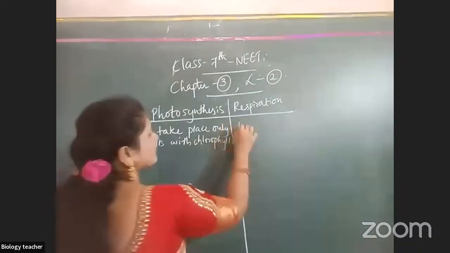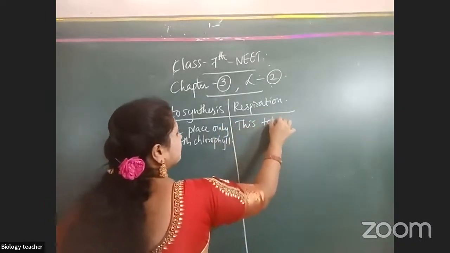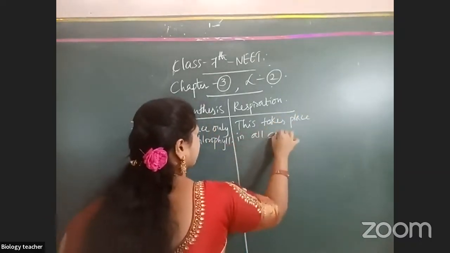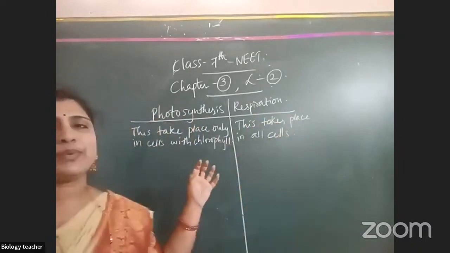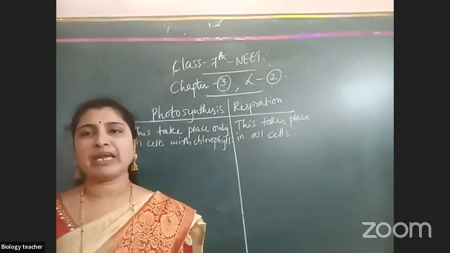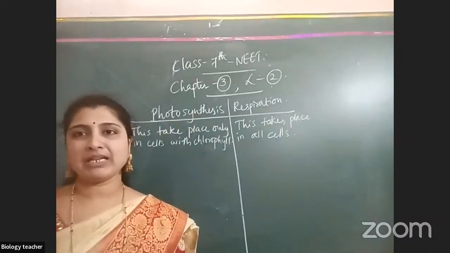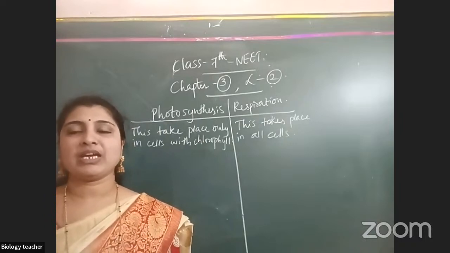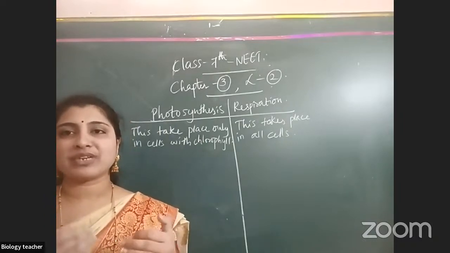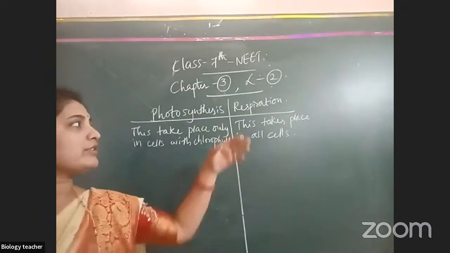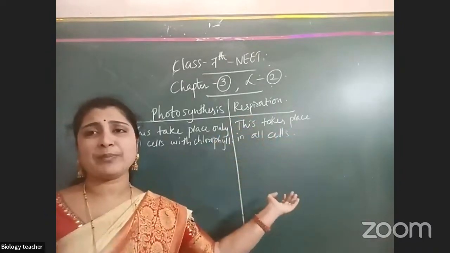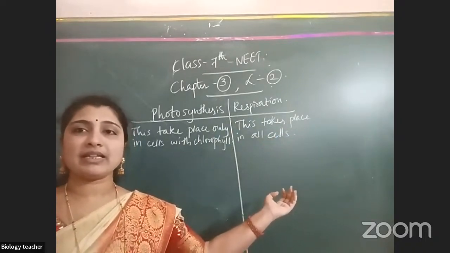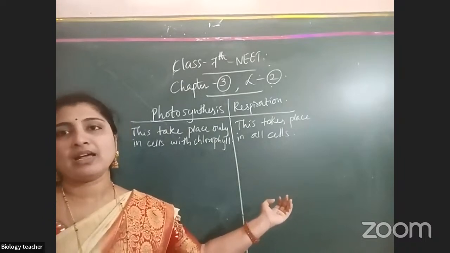But respiration takes place in all cells to work properly. Because each and every cell should be alive, it has to take breathing. Okay, it has to take oxygen. If it needs energy to work, it has to take oxygen. So it should take place in all cells. If it is not taking place in that cell, then it leads to death, or the cell may not be a living cell.